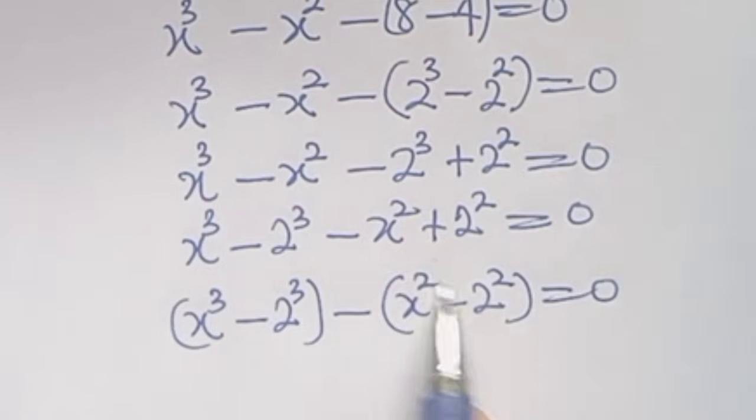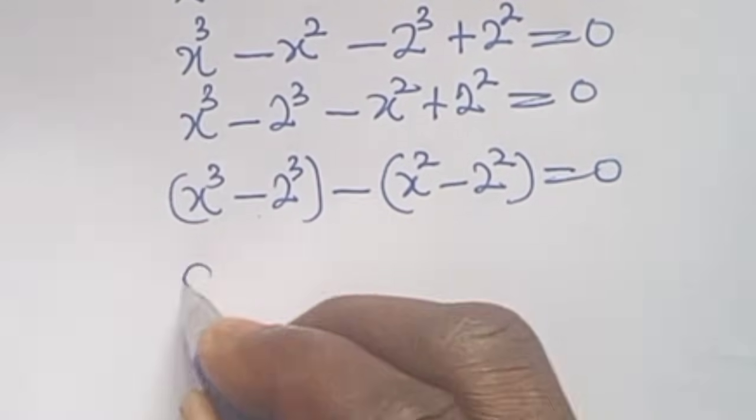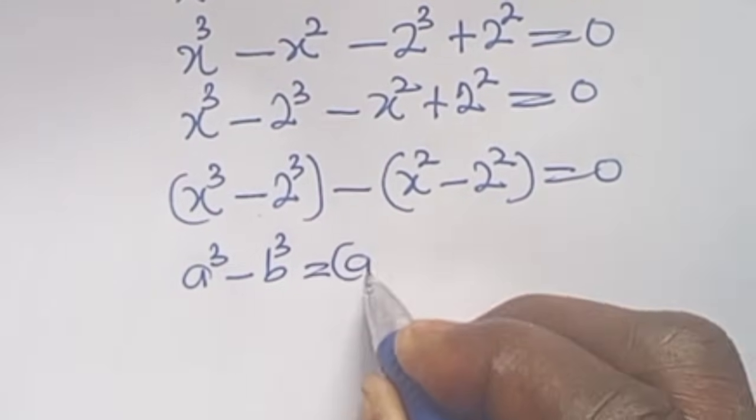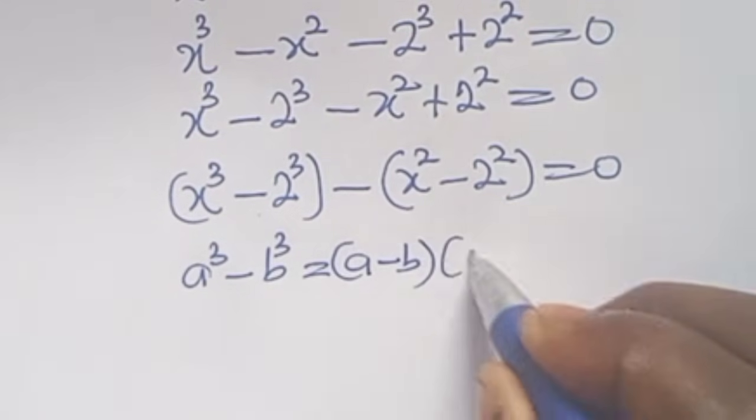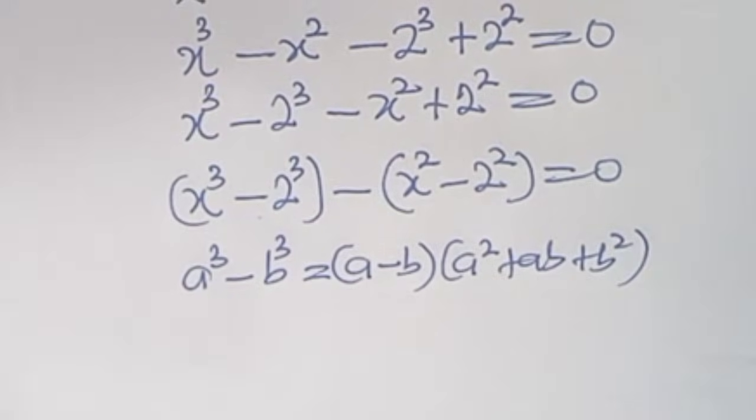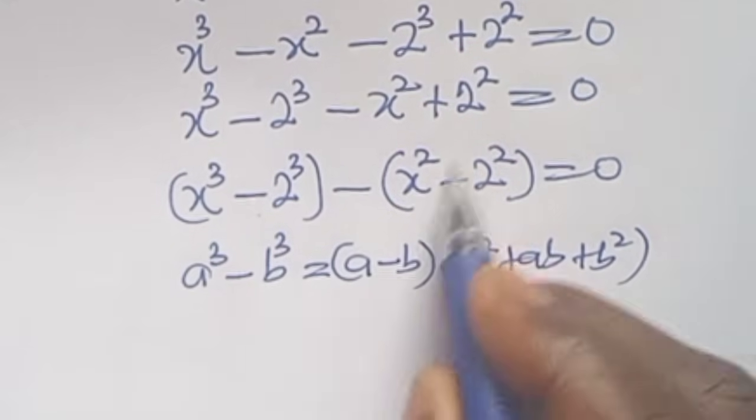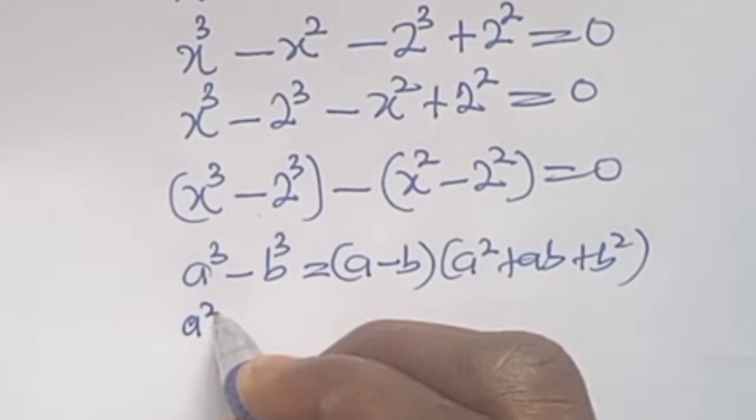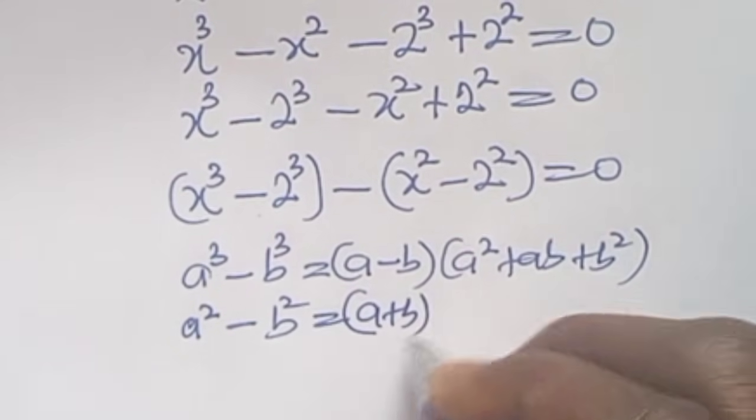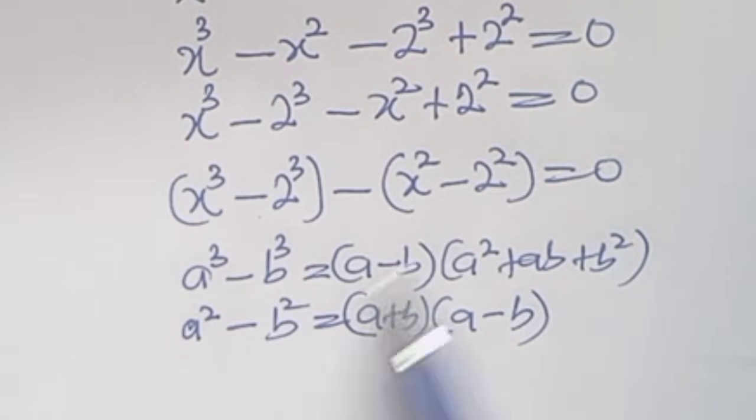So with the minus, opening this bracket, we'll get back to our previous line. This particular part here is in the form of a to the power of 3 minus b to the power of 3. And this is represented as a minus b into a to the power of 2 plus ab plus b to the power of 2. Here x is equal to a and 2 is equal to b. And also, this very part here is in the form of a to the power of 2 minus b to the power of 2. And this is also represented as a plus b times a minus b. Also, a is x and b is 2.